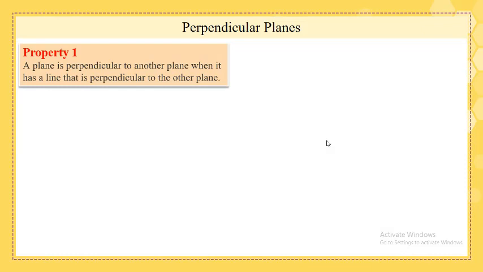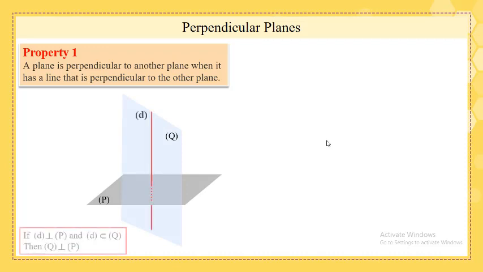Property 1. A plane is perpendicular to another plane when it has a line that is perpendicular to the other plane. For example, this is a plane P, and this is another plane Q. D is a line contained in the plane Q. If the line D is perpendicular to the plane P, and D is a subset of plane Q, then we can say that the plane Q is perpendicular to the plane P.